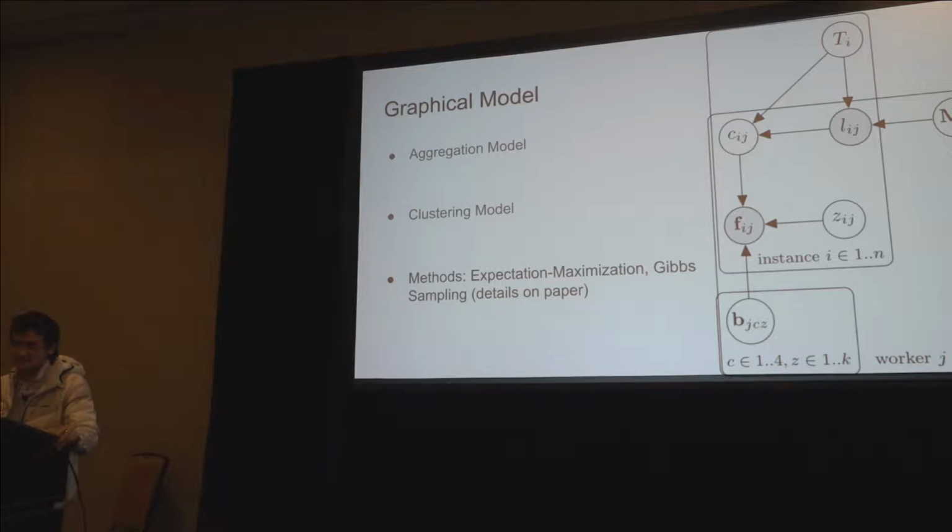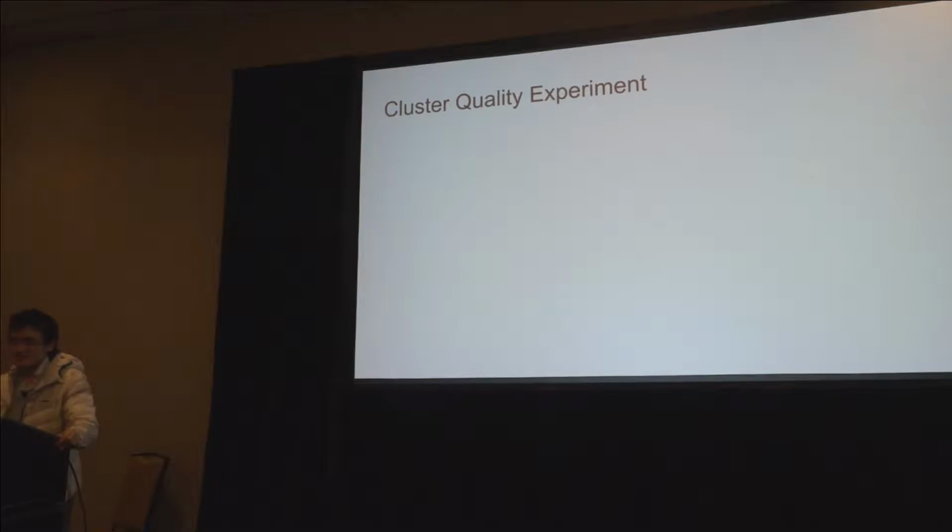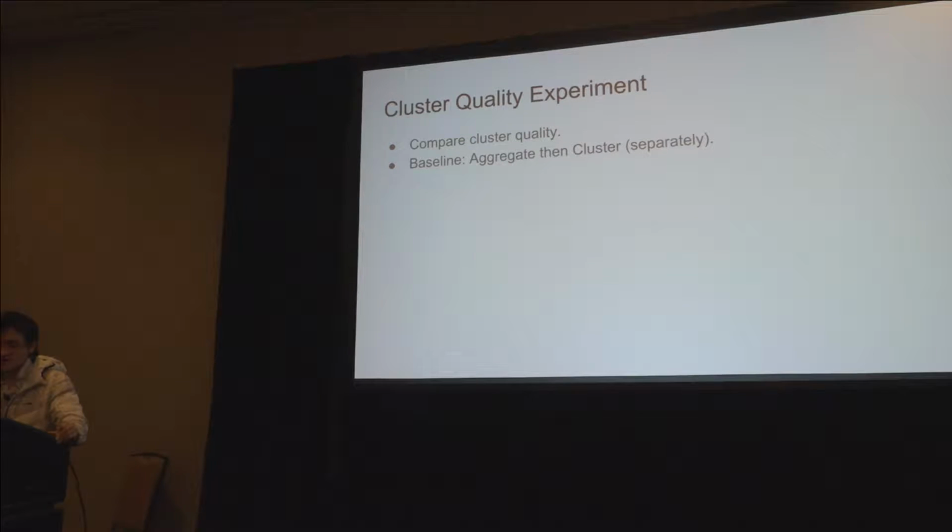So just some details on the learning algorithm. We use expectation maximization and Gibbs sampling, with details in the paper. So our first experiment is a computational experiment on the quality of the cluster that we got. We compare this to a baseline of basically just aggregating and then doing clustering separately.